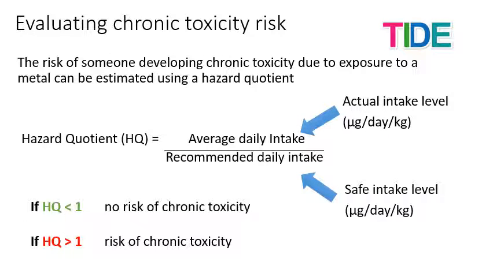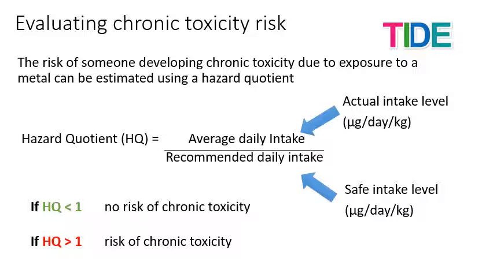To protect populations from being exposed to dangerous levels of heavy metals, it's important to be able to evaluate the risk posed by chronic metal exposure by different exposure routes and activities, for example, drinking water or eating fish. To do this, the estimated daily intake of a metal in micrograms per day per kilogram of body mass is compared to a level that's considered safe using a hazard quotient.